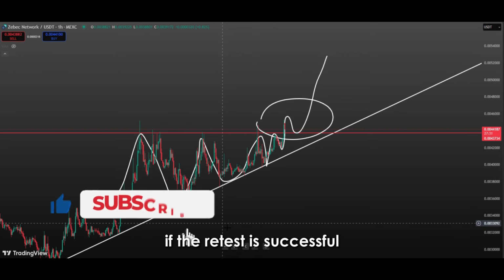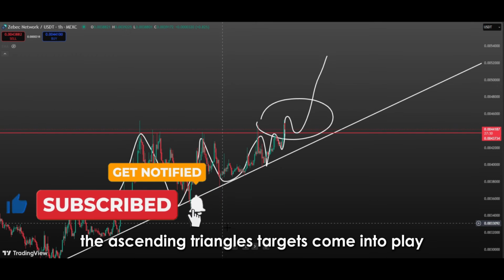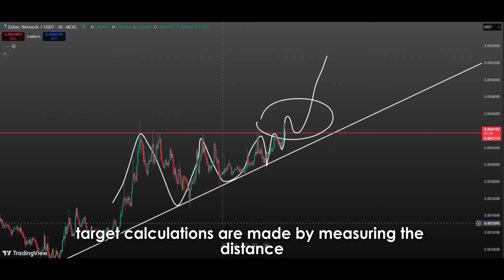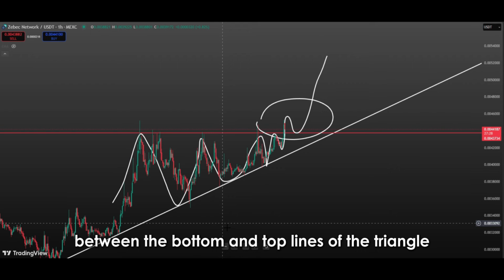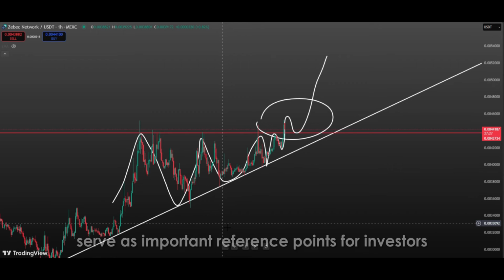If the retest is successful, meaning the price moves back upward from this level, the ascending triangle's targets come into play. Target calculations are made by measuring the distance between the bottom and top lines of the triangle and adding this to the breakout point. The resulting levels serve as important reference points for investors.